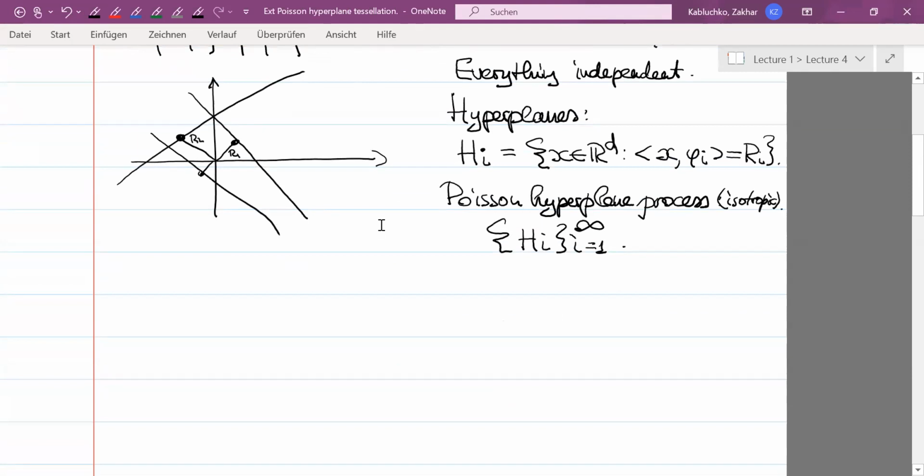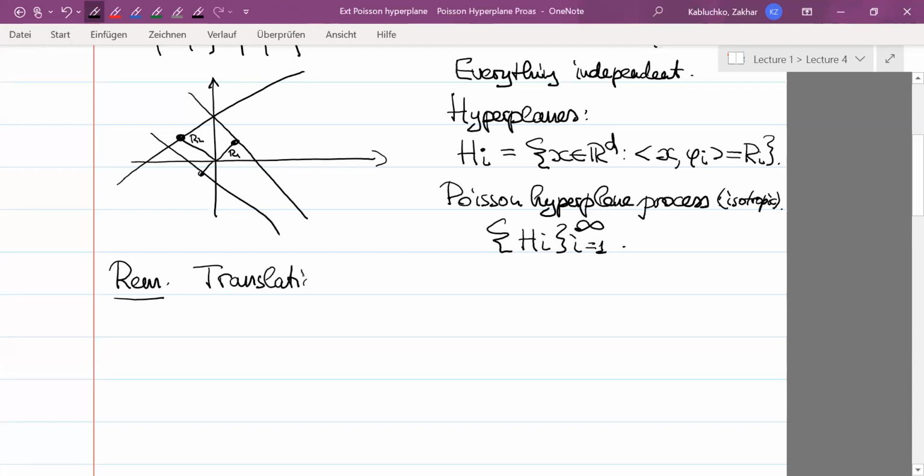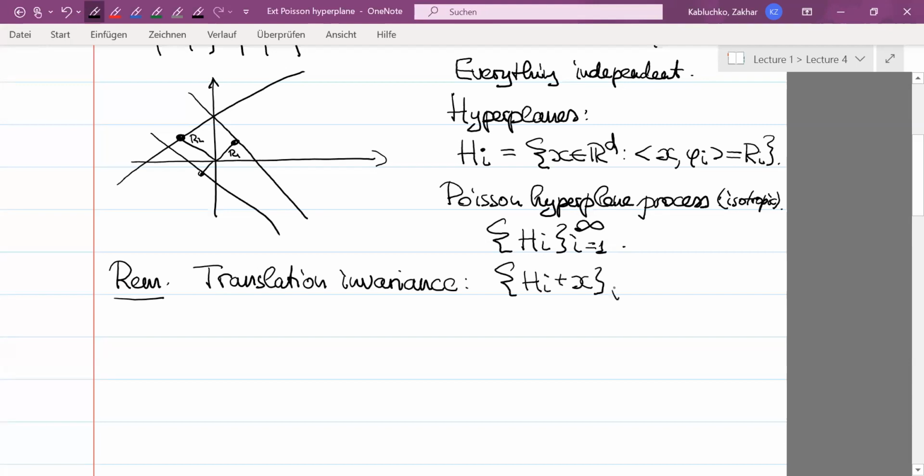Now, one interesting feature of this construction, which is not clear immediately from the construction, is that the resulting collection of hyperplanes is stationary, or translation invariant, which means that if all the hyperplanes are shifted by the same vector x, Hi plus x, this is a shift of a hyperplane, then the result has the same probability distribution as the original collection.